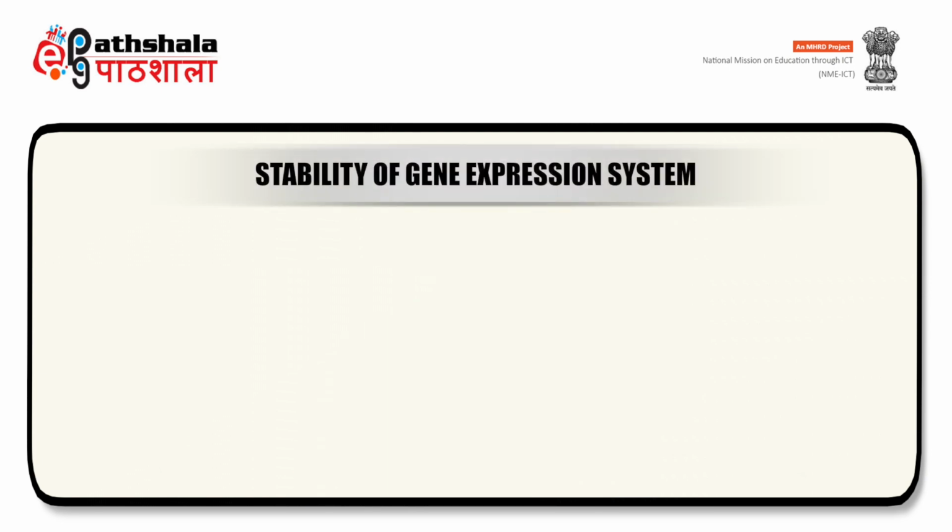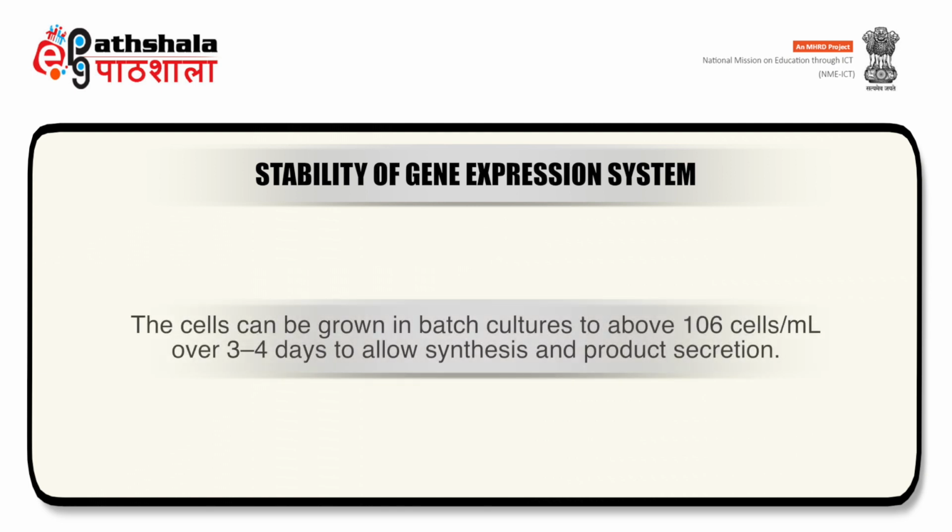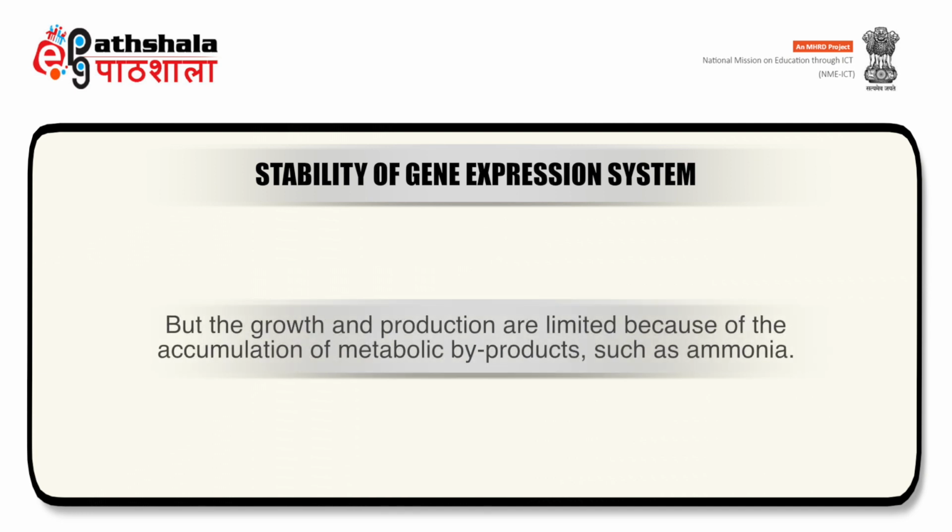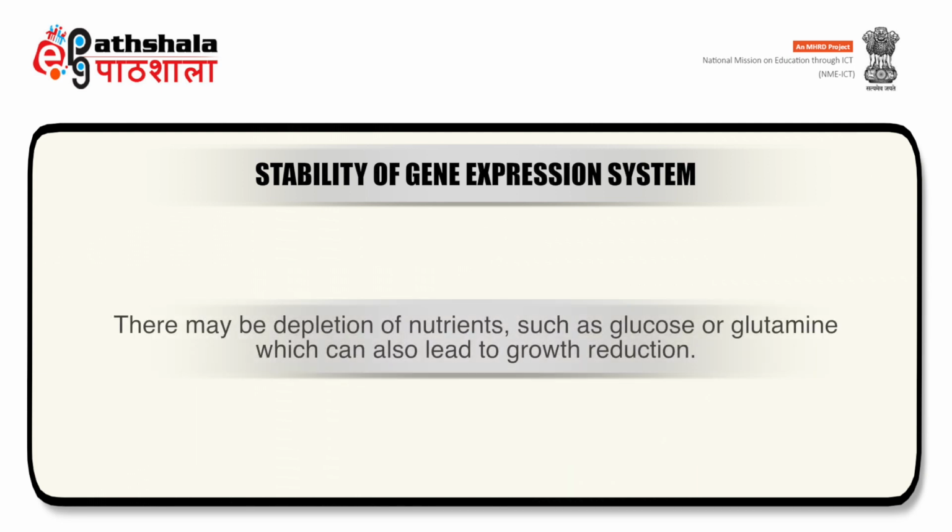The next point is the stability of the gene expression system. The cells can be grown in batch cultures to above 10⁶ cells per ml over 3 to 4 days to allow synthesis and product secretion. But the growth and production are limited because of the accumulation of metabolic byproducts such as ammonia. There may be depletion of nutrients such as glucose or glutamine, which can also lead to growth reduction.